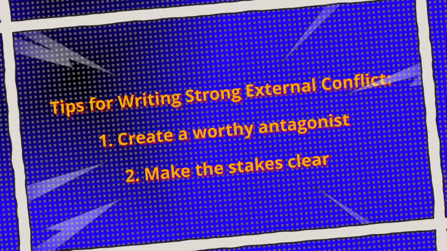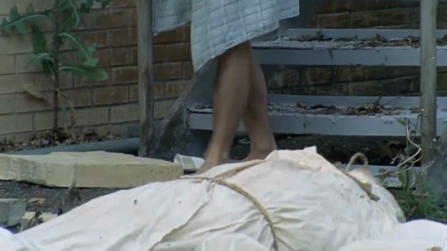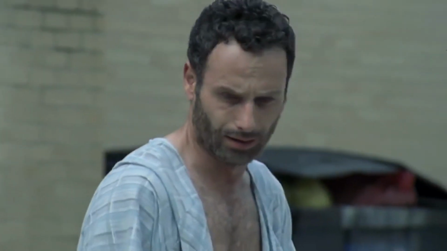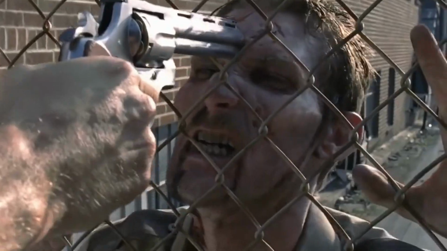Next, make the stakes clear. The audience should understand exactly what's at risk and why the protagonist must fight. Stakes don't always have to be global destruction. They can be deeply personal as well. Think of the survival stakes in The Walking Dead as a great example. Every encounter with zombies, or other survivors, presents a new and immediate danger.